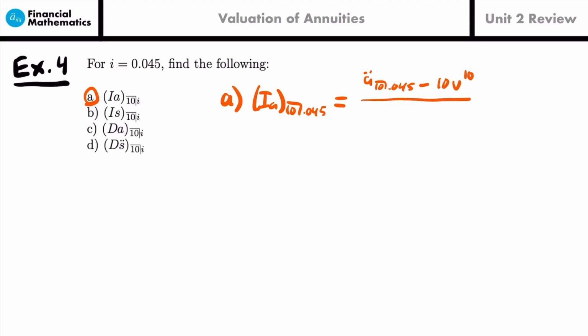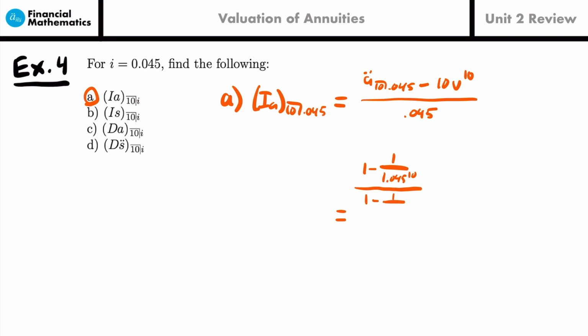And then that's all divided by the interest rate, 0.045. Okay, now it might be helpful to write out what this notation is equal to as well. And so I'm going to write that here. The present value of an annuity due, which is what this represents, will be equal to 1 minus a present value factor to the power of 10, which in this case would be 1 divided by 1.045 to the power of 10. And then that's divided by 1 minus v, or a present value factor to the first power.